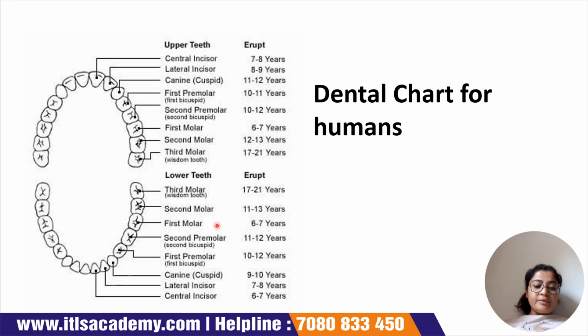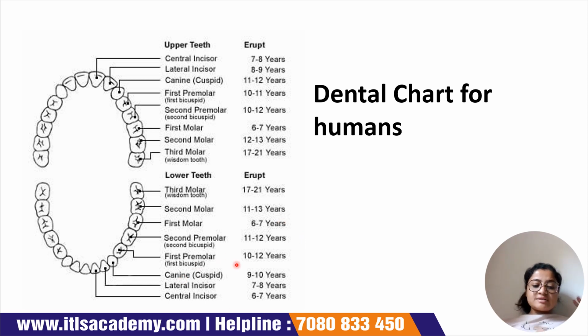Now coming to the lower teeth set. In the lower teeth set, firstly we have the third molar, which is again known as the wisdom tooth. It will appear at around 17 to 21 years of age, same age limit. Second molar will be around 11 to 13 years. First molar will come at around 6 to 7 years, so more or less the same.